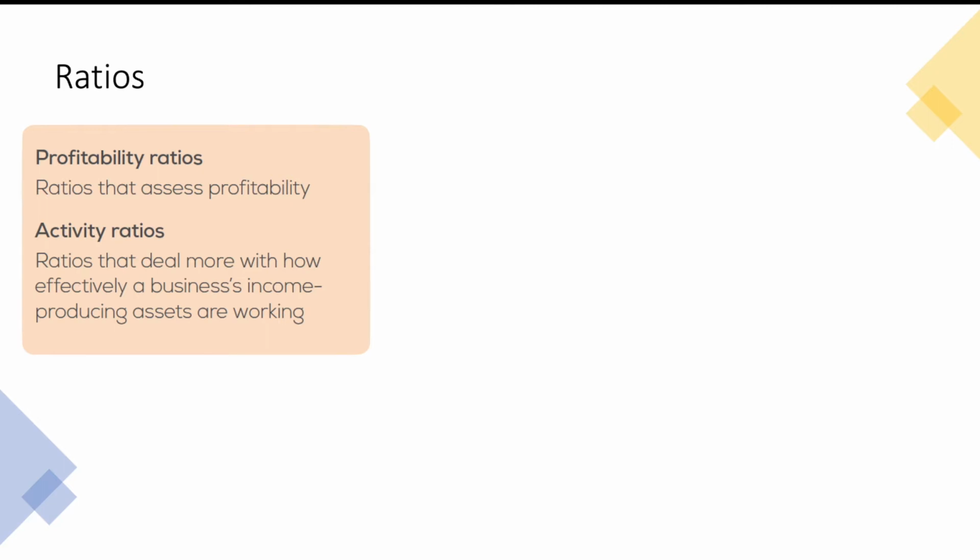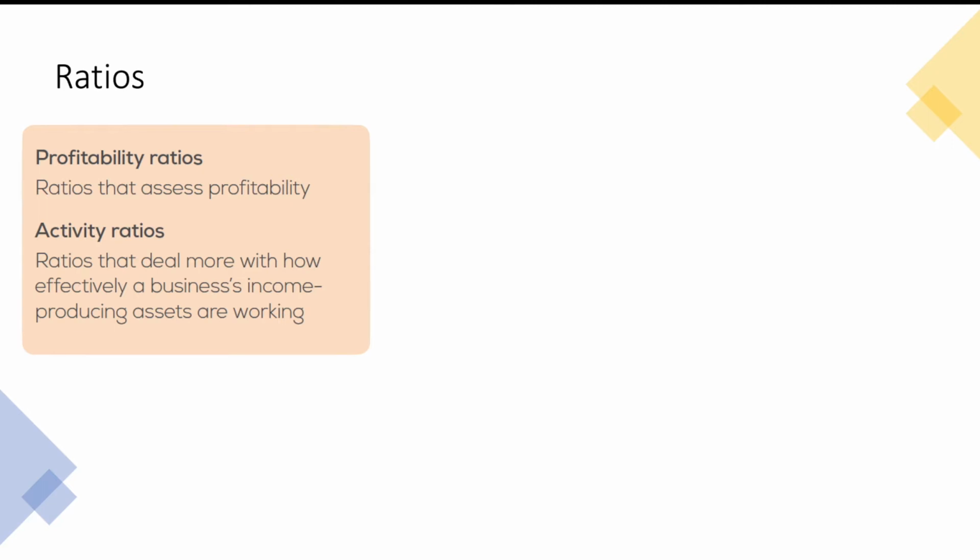Number one is profitability ratios. As the name suggests, profitability ratios are ratios that assess profitability, an organization's ability to generate income from its resources. This ratio will tell us in what percentage the organization is working towards achieving its profitability.